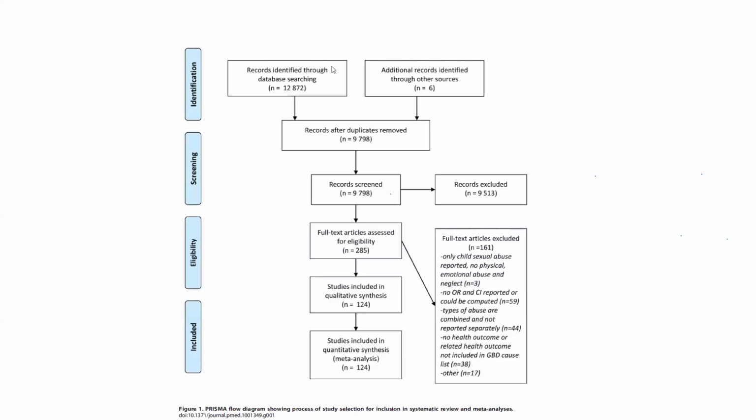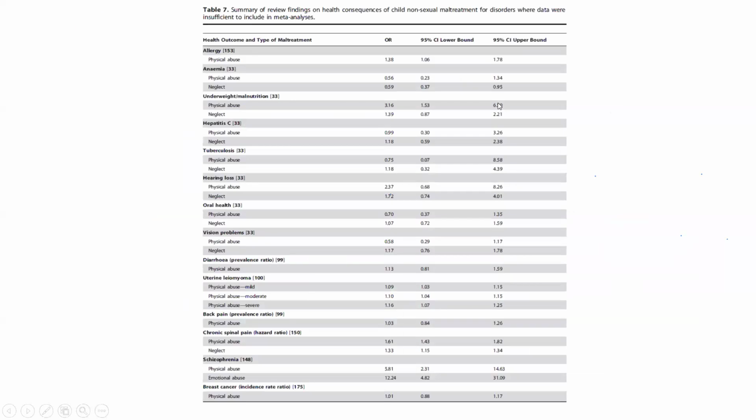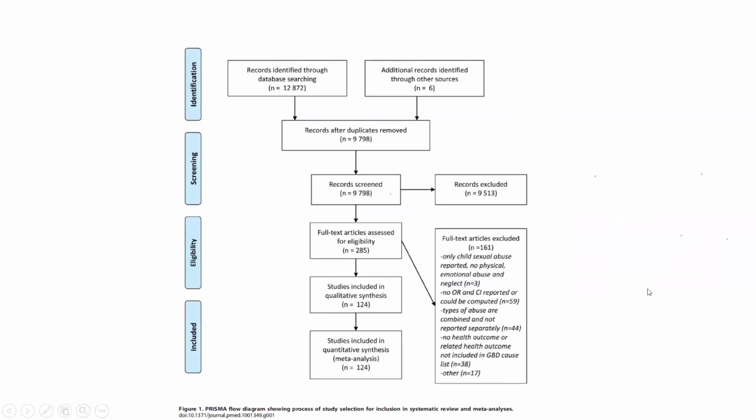For instance, we identify through database search, and 12,872 records were found. Additional records were identified, and then duplicates were removed. After the removal of the duplicates, the records were screened, and then 9,530 records were excluded based on the inclusion and exclusion criteria. Then the full texts available were around 285, and we included 124 studies in the qualitative synthesis, and 124 were also included in the meta-analysis.